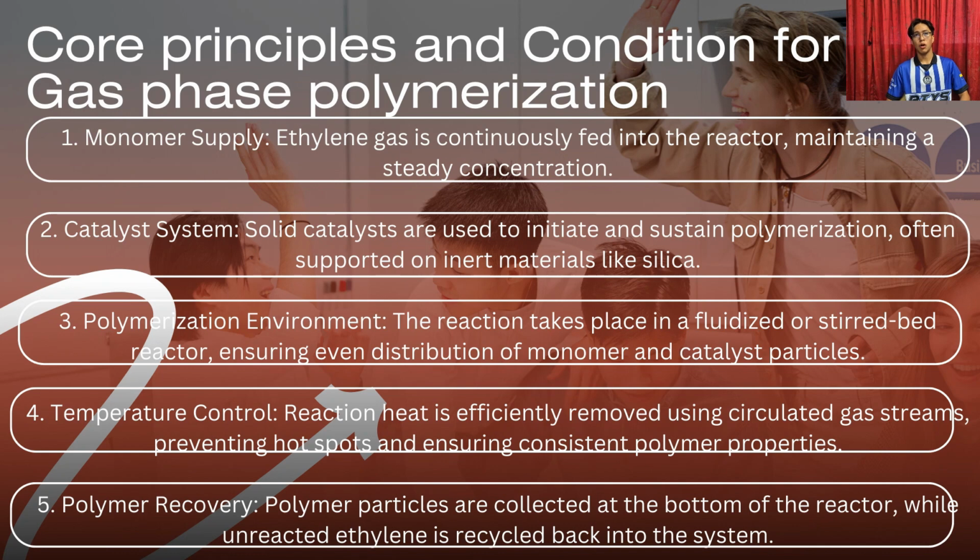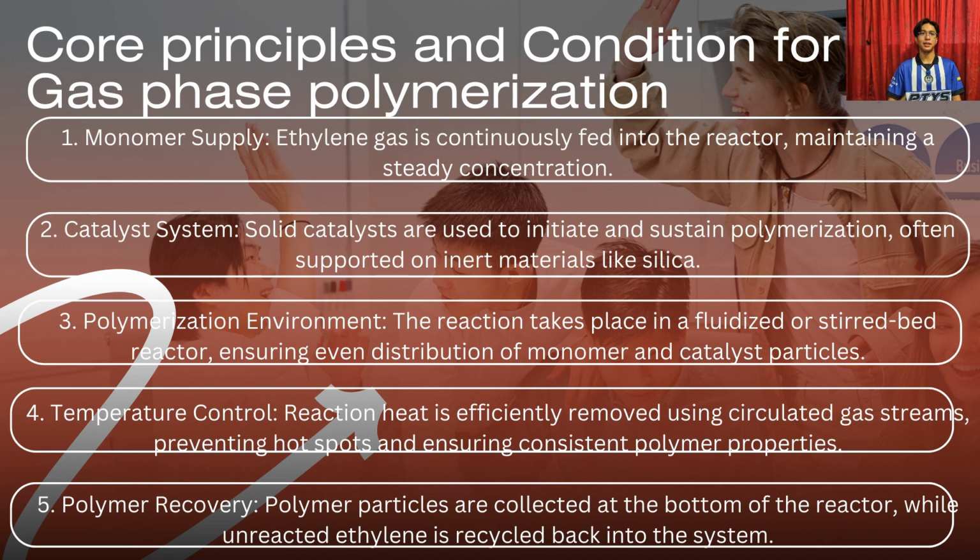And then the core principles and conditions for gas phase polymerization. The first is monomer supply. Ethylene gas is continuously fed into the reactor, maintaining a steady concentration. The second is the catalyst system. Solid catalysts are used to initiate and sustain polymerization, often supported on inert materials like silica.